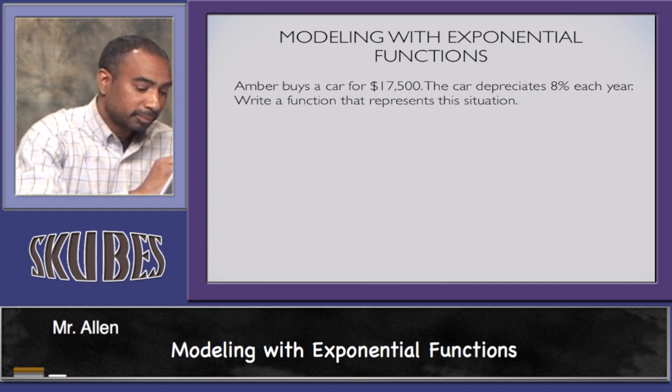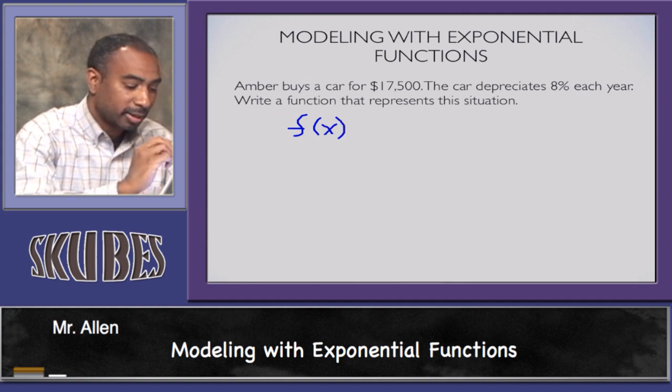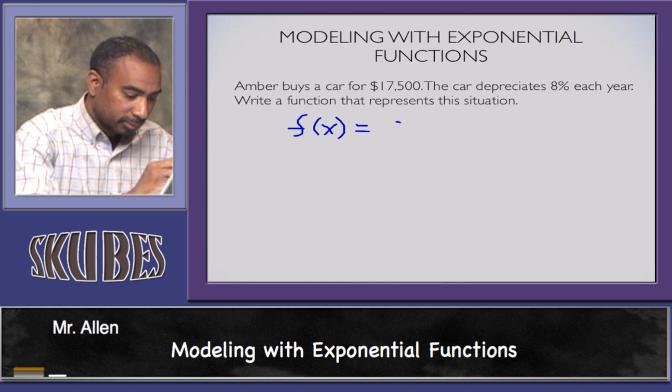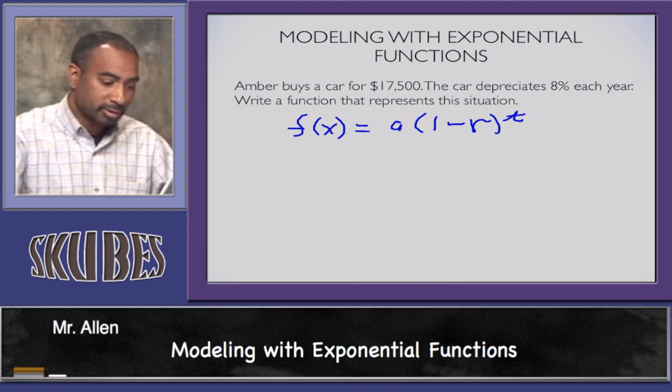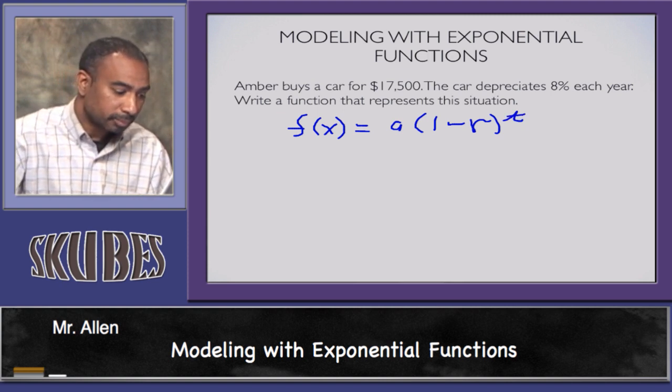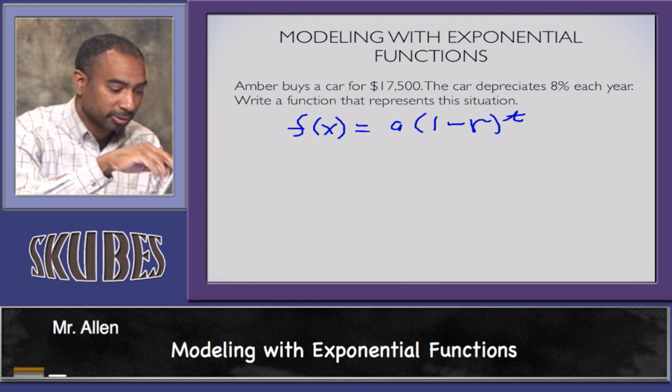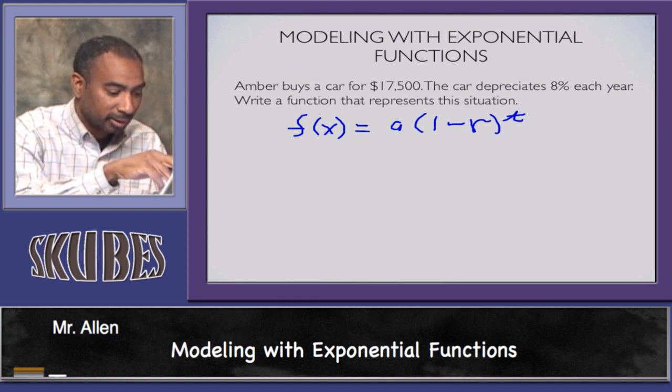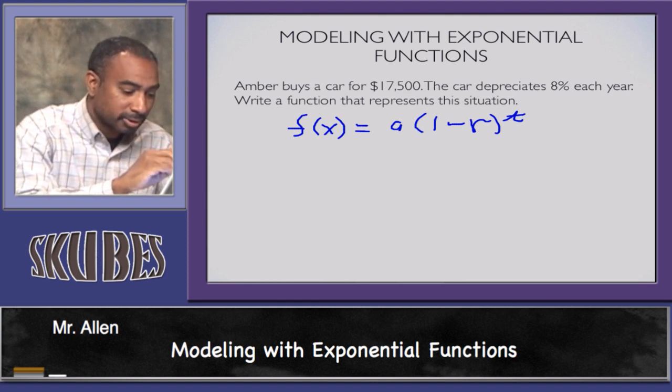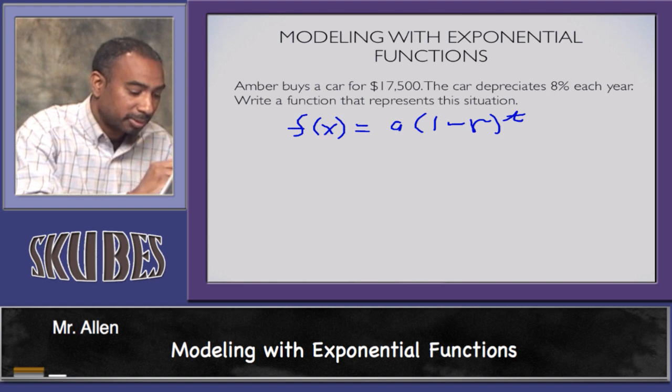All right, so recall that a function that depreciates loses its value. So in general, it loses its value over time. And in this case, we know her initial purchase price for the car was $17,500, so that would be A.